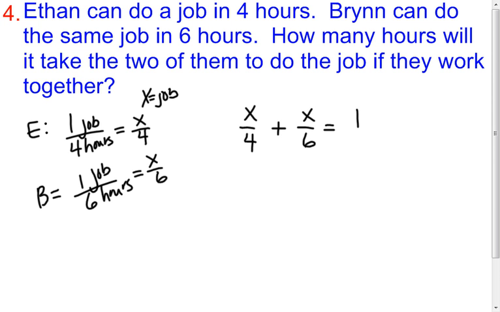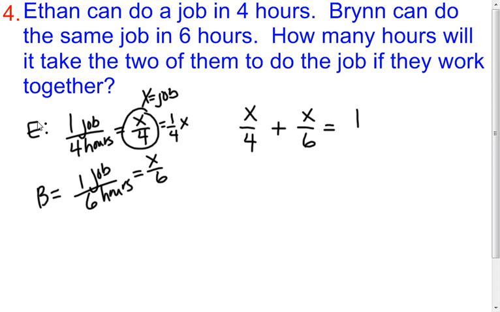You might write this x over 4. Some of you might write that as 1/4 x. He can do a fourth of the job. You can think about it like that too. Okay, and now we need to solve for x, so we need to be able to add these two fractions together, and in order to add them together, of course, I need common denominators. The common denominator between 4 and 6 would be 12. They both go into 12.